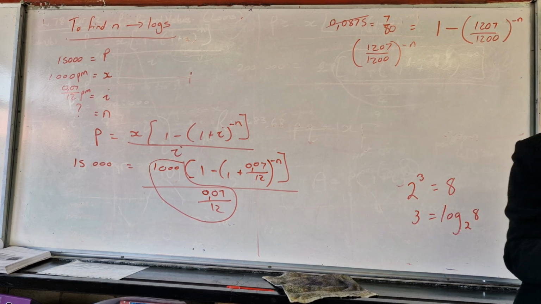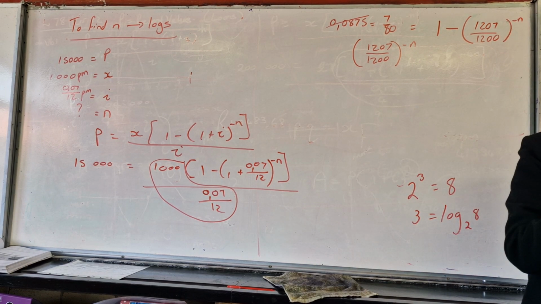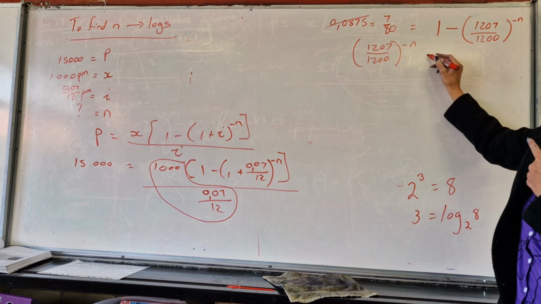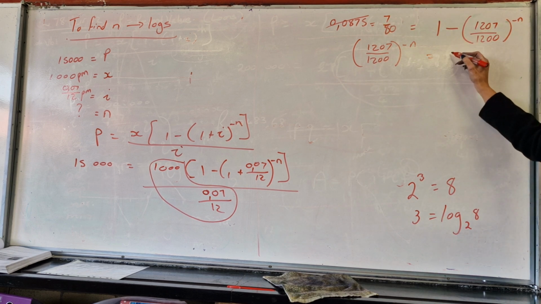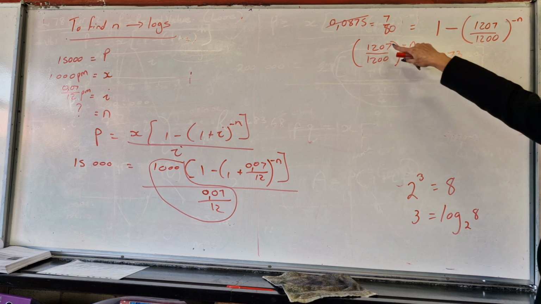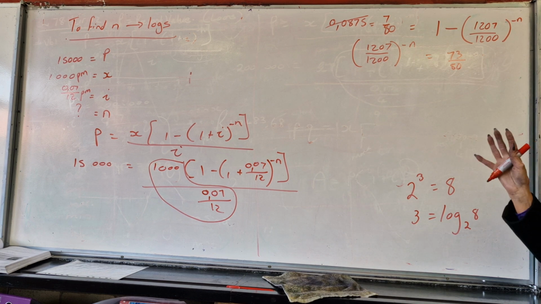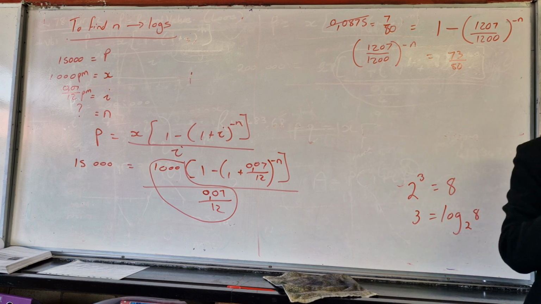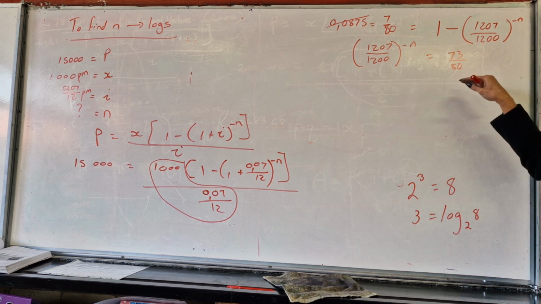There's various ways, all sorts of techniques. To me, I think it's a good idea to make this negative a positive, and then to bring that across, and you're going to get 73 over 80 if I'm correct, because 1 minus that is going to give me that answer. Now I'm ready. I've got a base, exponent, although it's fractions everywhere. It's a base, exponent, and an answer.